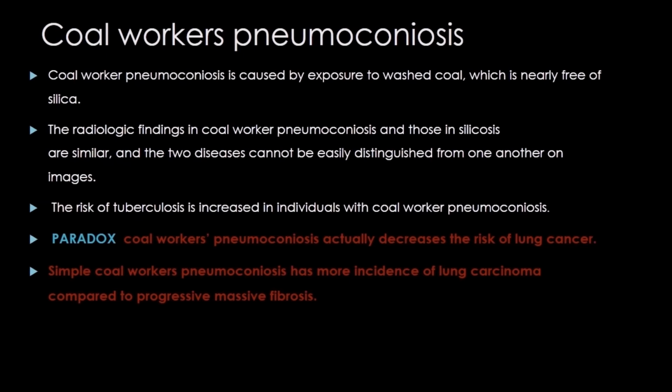Coal workers pneumoconiosis. Coal workers pneumoconiosis is caused by exposure to washed coal which is nearly free of silica. The radiological findings in coal workers pneumoconiosis and those of silicosis are similar, and the two diseases cannot be easily distinguished from one another on images. The risk of tuberculosis is increased in individuals with coal workers pneumoconiosis. Here, a paradox to be remembered is coal workers pneumoconiosis actually decreases the risk of lung cancer. Simple coal workers pneumoconiosis has more incidence of lung carcinoma compared to progressive massive fibrosis.